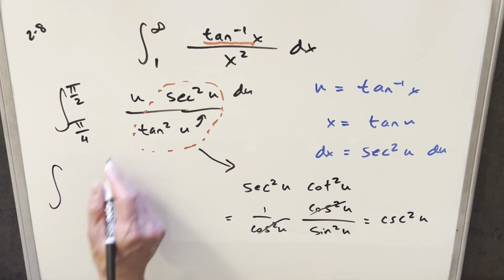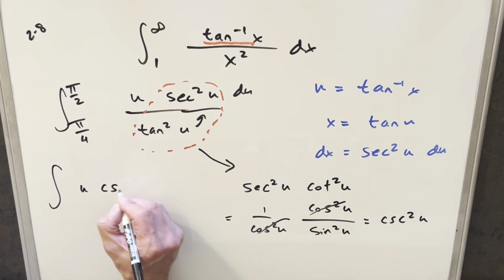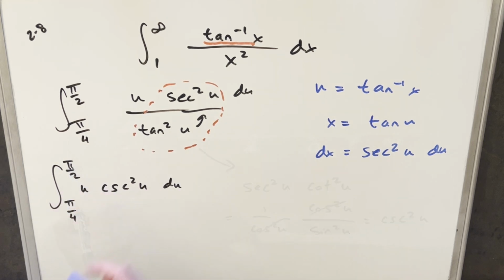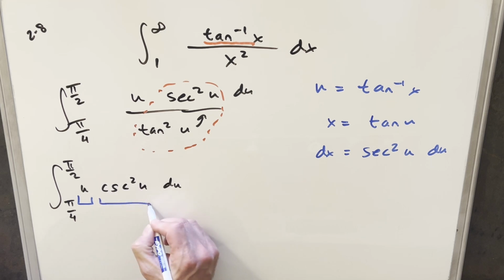So when we put this back into our integral, we're still going to have this u, so it's going to become u times cosecant squared u du. And now I can look at this as two different things. We have u, which is easy to differentiate, and cosecant squared is easy to integrate. So let's use integration by parts.